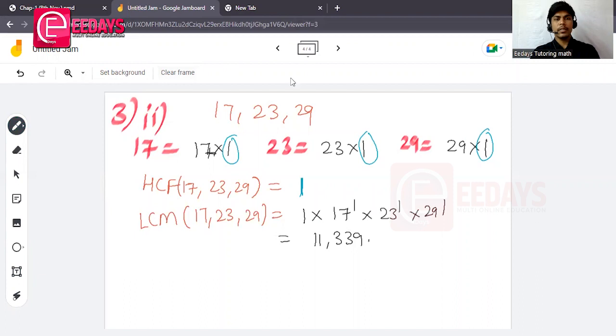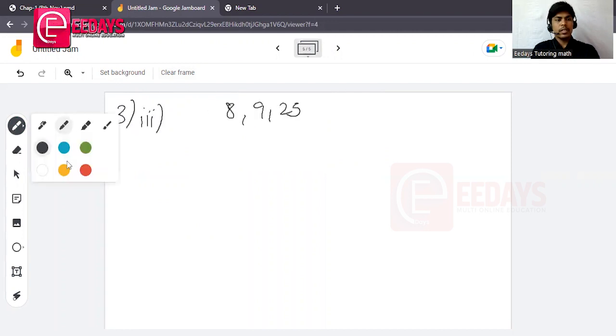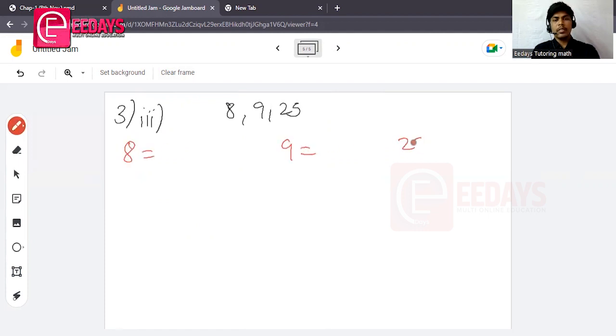Now 8, 9, 25. Okay, third question: 8, 9, 25. You just write the prime factors. For 8, that is 2 into 2 into 2 and 1. 1 is, I said, the invisible common factor. For 9, you can write 3 into 3 into 1. For 25, you can write 5 into 5 into 1.